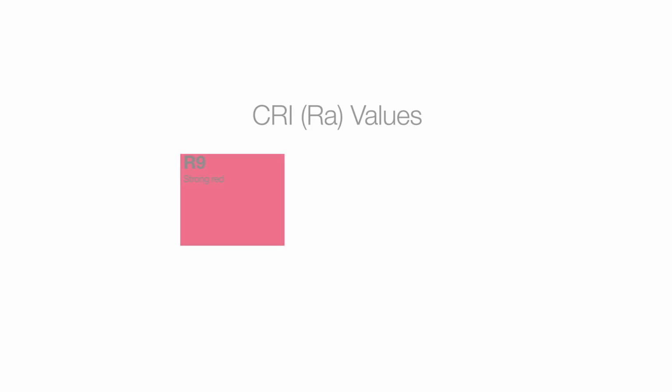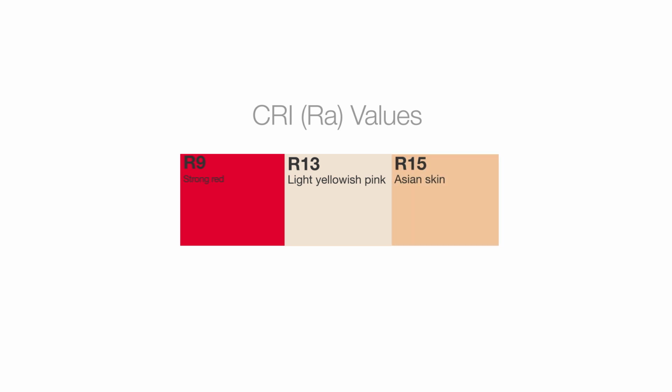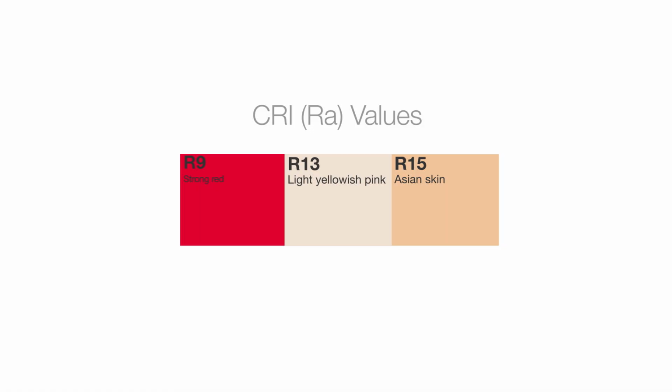In today's manufacturing process of LEDs, a lighting manufacturer can tweak or game their lights to score high, but it may still not give you skin tones similar to standard tungsten or standard daylight. Most gaffers and DPs that trust CRI look at R9 strong red, R13 light yellowish pink, and R15 Asian skin tone to see how well a light is going to render skin. If a light has a high CRI, Ra value, and R9, R13, and R15 values above 85, that most predicts that it will give you pleasing skin tones.